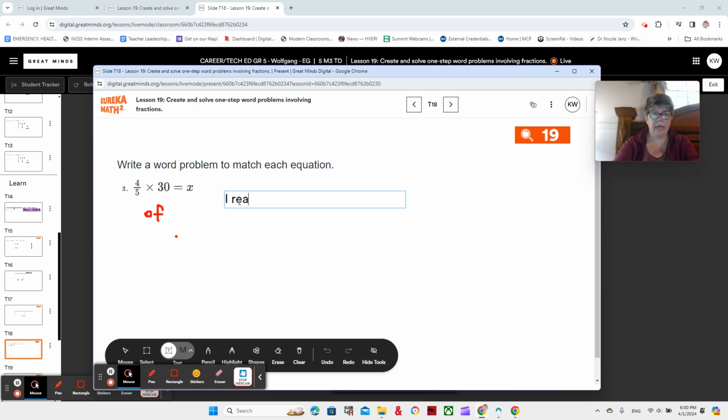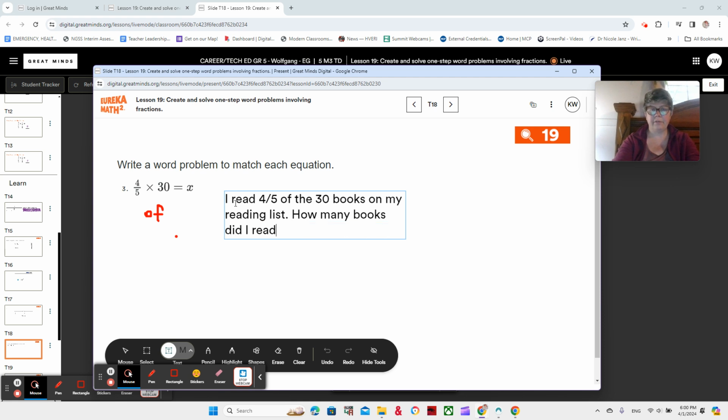So I read 4/5 of the 30 books on my reading list. And we're writing a word problem, and we need to know what x is. So how many books did I read?